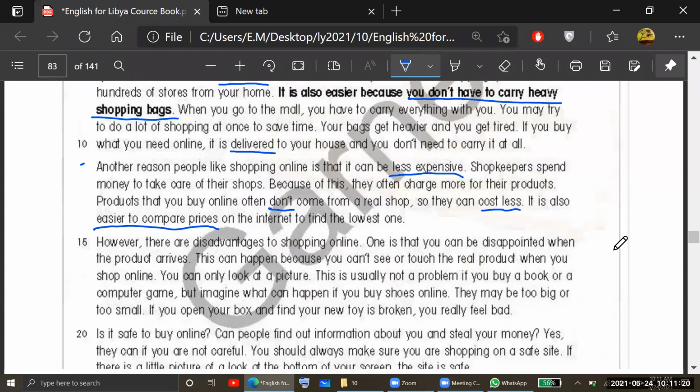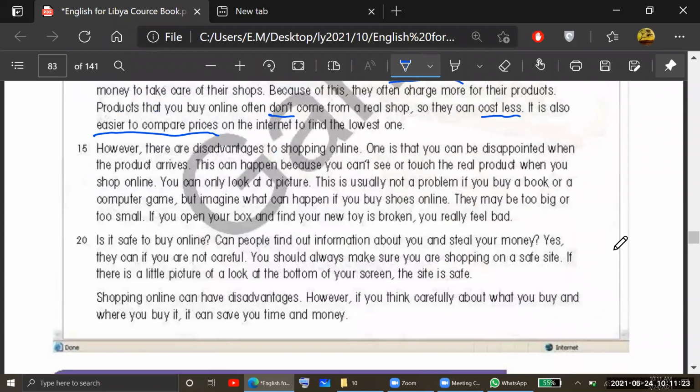However, now we get to the disadvantages. Keep advantages and disadvantages in mind, I'm going to ask you about them. However, there are some disadvantages. One is that you can be disappointed when the product arrives. Sometimes you buy something online and find it's completely different. This happens because you can't see or touch the product when you shop online. You can only look at a picture.